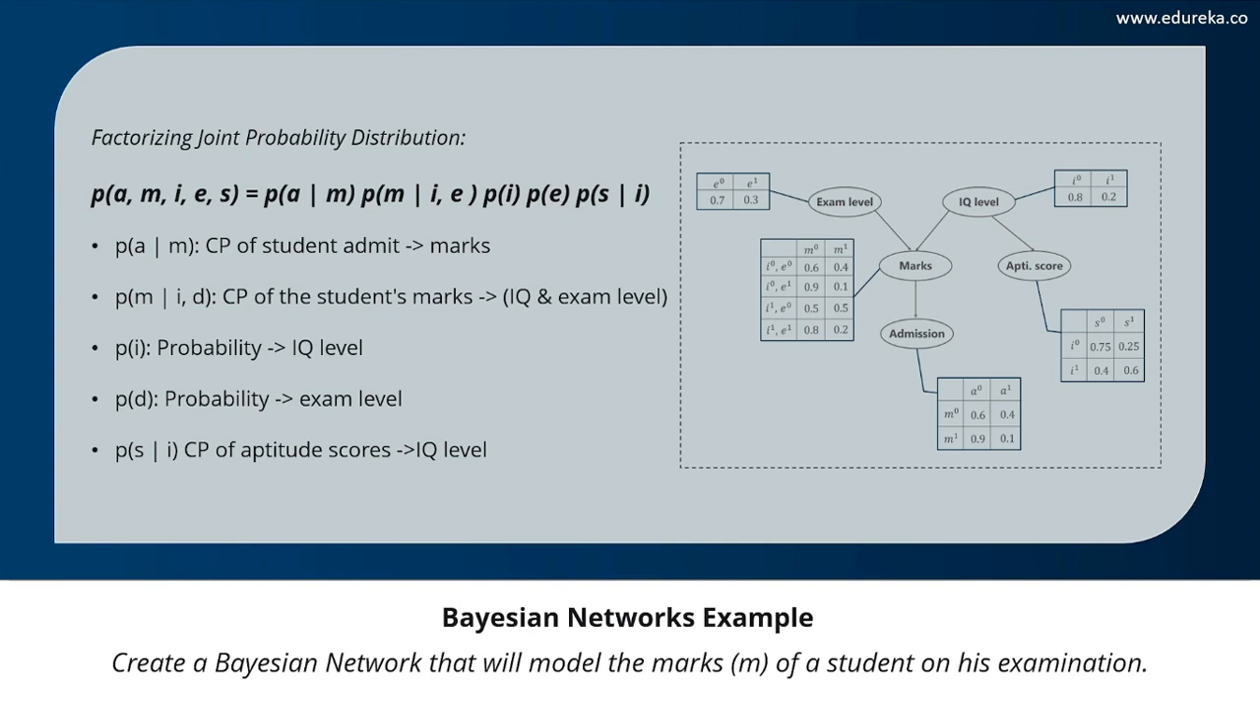So to sum it up, what we did here was we studied the relationship between the parent and the child node. For example, the marks of a student depend on the exam level and the IQ level of the student. Similarly, the aptitude score depends on the IQ level. And finally, his plans of getting into a university or getting admission depend on his marks. So we represented this with a directed acyclic graph, and we then measured the joint probability distribution, right?